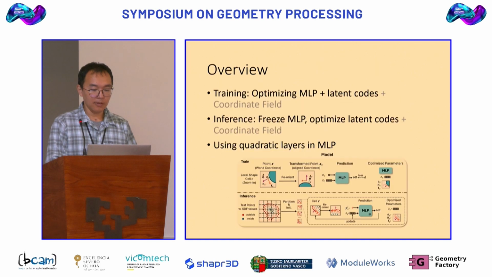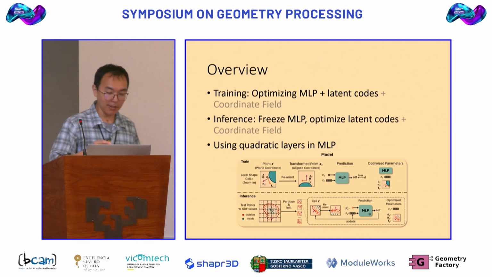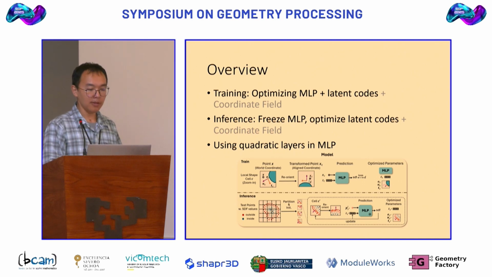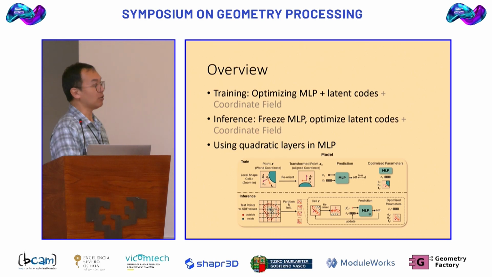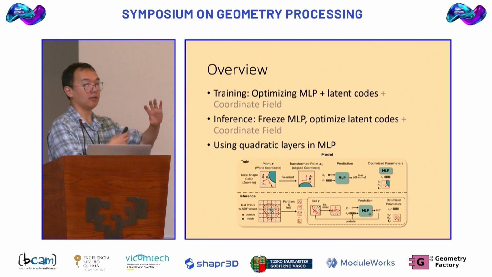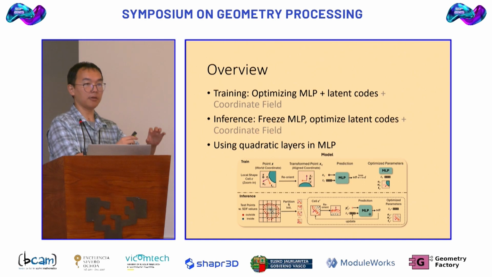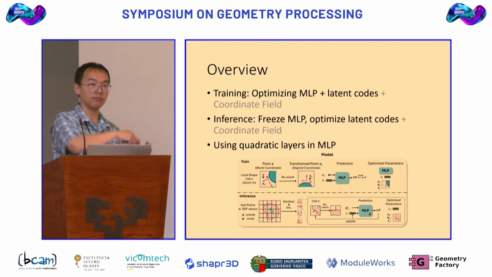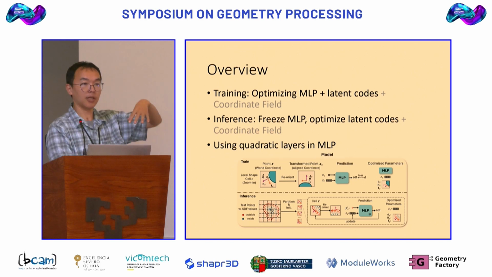Okay, so that is the idea. During training, we optimize the shared MLP for each cell and the latent code of the local shape. And the coordinate field is a rotation and translation. During training, we optimize this. During inference, we freeze the MLP, and we optimize the latent code that characterizes the shape locally and the coordinate field. During inference, we also need to optimize the rotation locally.